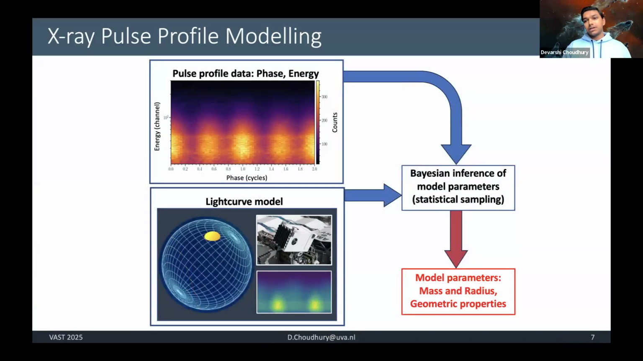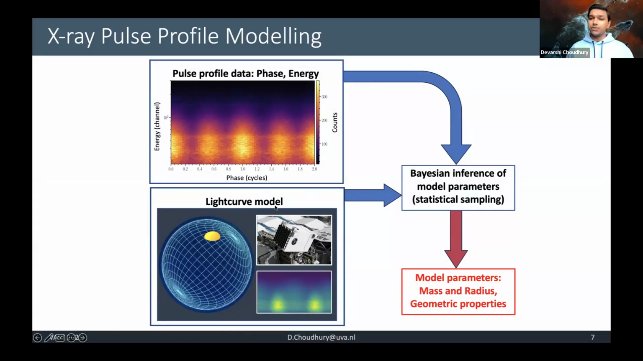And this process is what's termed pulse profile modeling, and that's shown here in this diagram. On top here, you have an example of a pulse profile data set, which is your X-ray counts, binned as a function of the rotational phase of the star on the x-axis and the energy of the incoming photon on the y-axis. Once you have the data, you need a model that describes how the surface emission will arrive at us, given certain hotspot configurations.